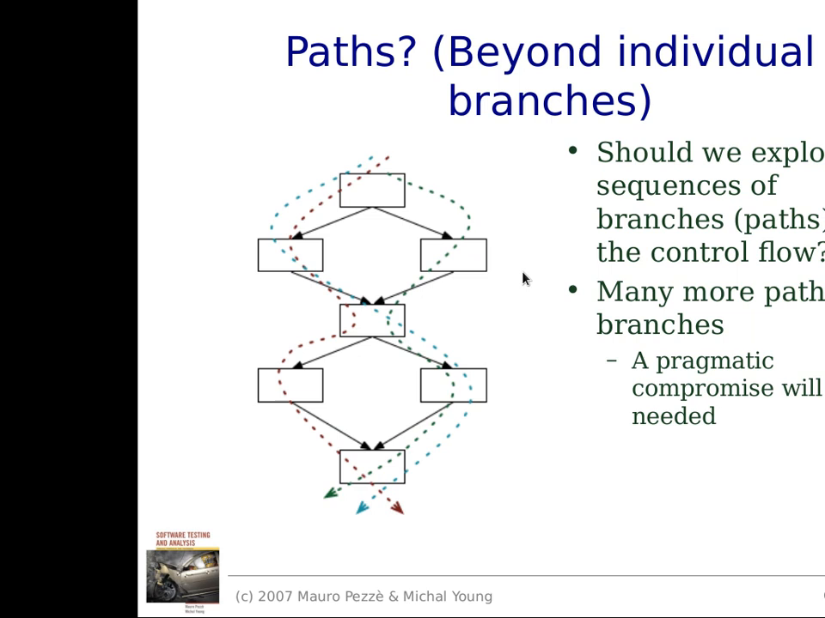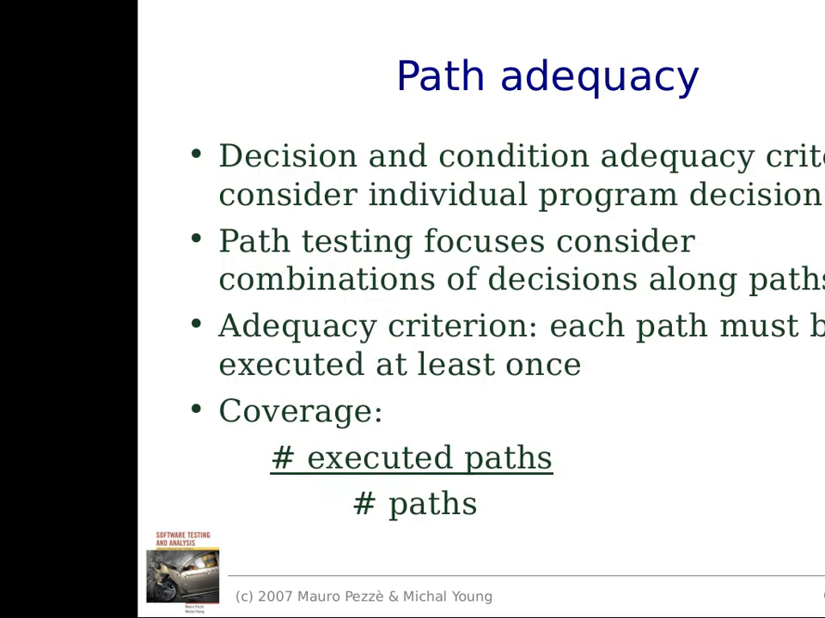All right. Lastly, we want to talk about paths. Should we explore sequence of branches in the control flow? Fortunately, if you think about this, there are many more paths than branches, because now each decision will affect every new decision afterwards. Can be pretty complicated. And in fact, if you actually think of applying the path adequacy here, you want the number of executed paths over the number of paths.